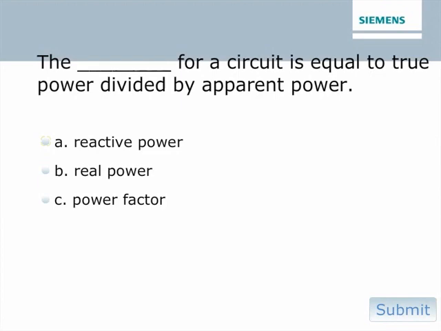Question 5. The blank for a circuit is equal to true power divided by apparent power. Is it A, reactive power, B, real power, or C, power factor?